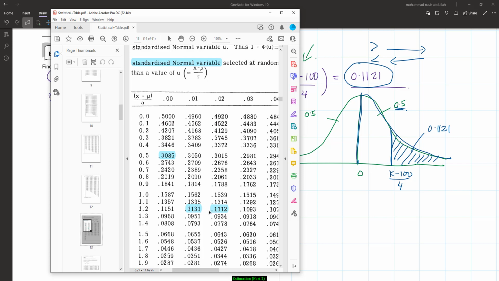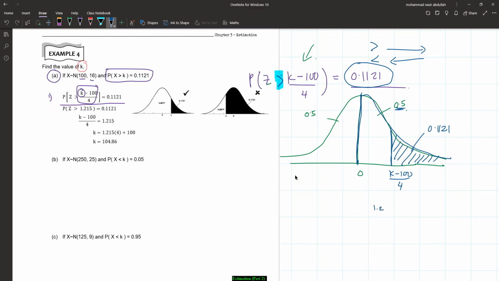So, between these two, which is the closest? We don't have the exact value, because we depend on the statistical table. So 0.1121. If we take 1.21, we get 0.1131. If 1.22, we get 0.1112. So the difference between this and this, meaning the distance: 0.1131 minus 0.1121, the distance is 0.010. Can you understand? You have to do it this way.